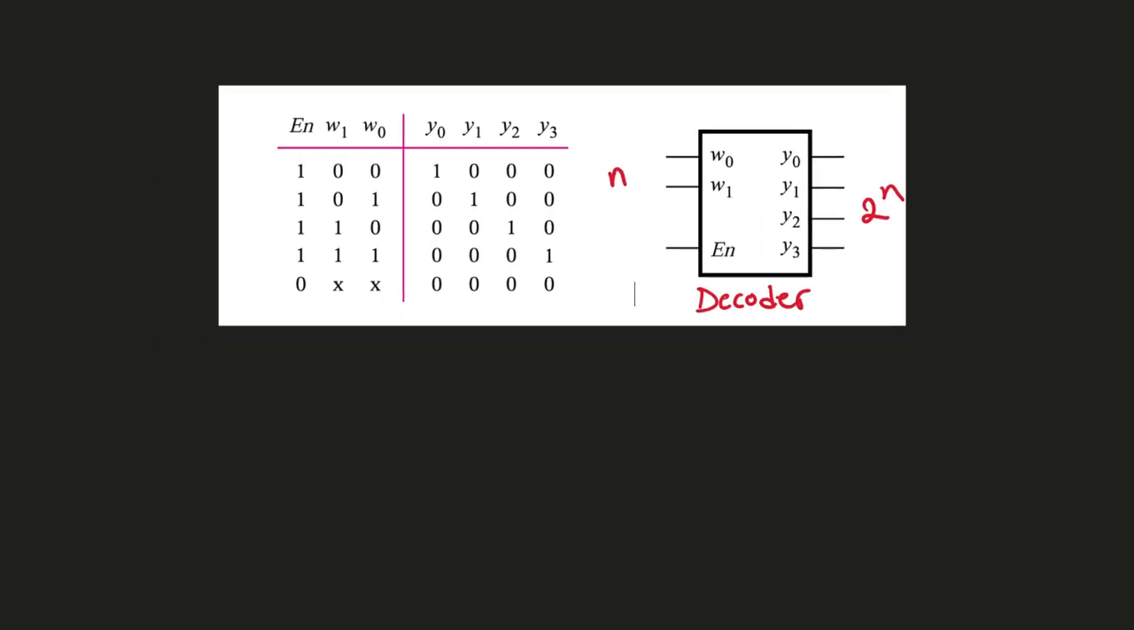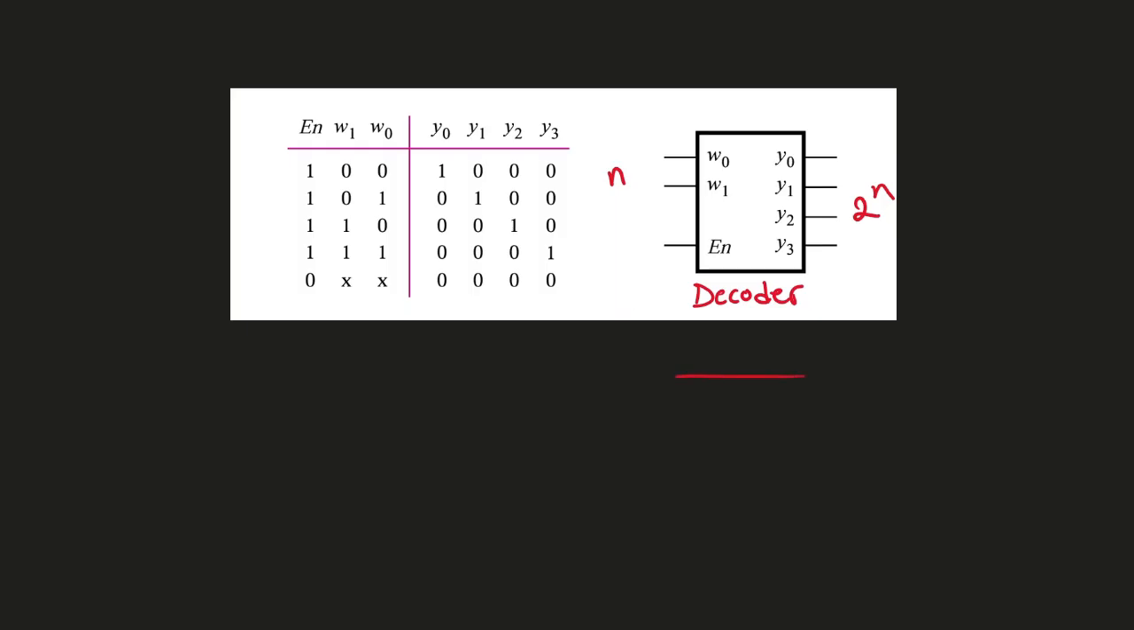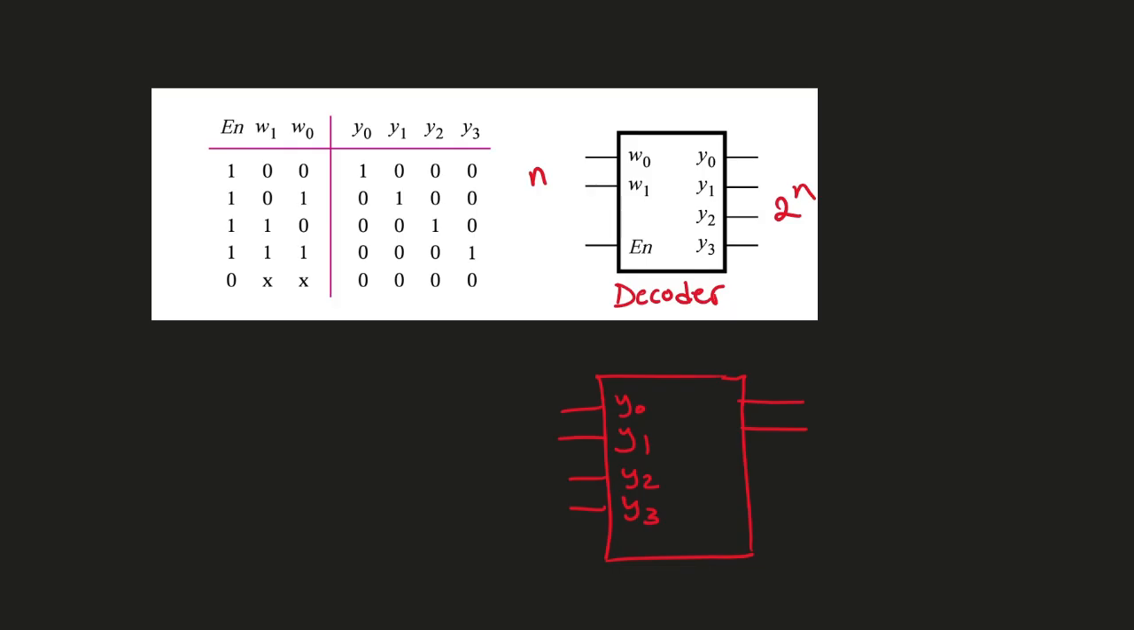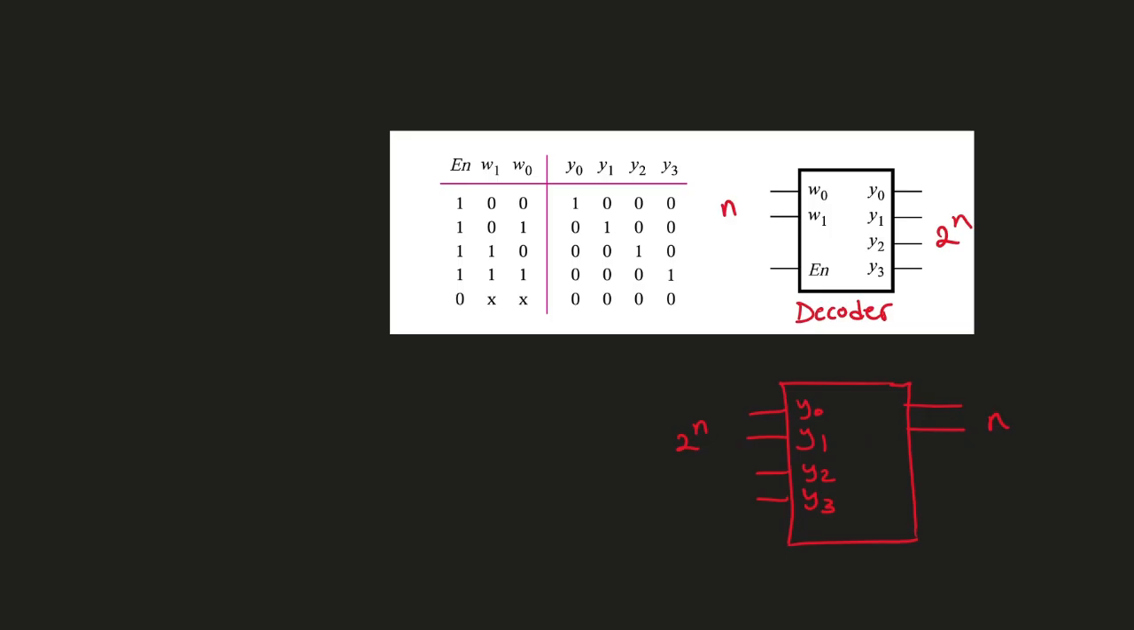And then there's something called an encoder. It's similar to a decoder. It's just it in reverse. So we have 2^n inputs, and then it gives out n outputs. Okay, so pretty much something like that. For decoders, it only works when our enable is on.